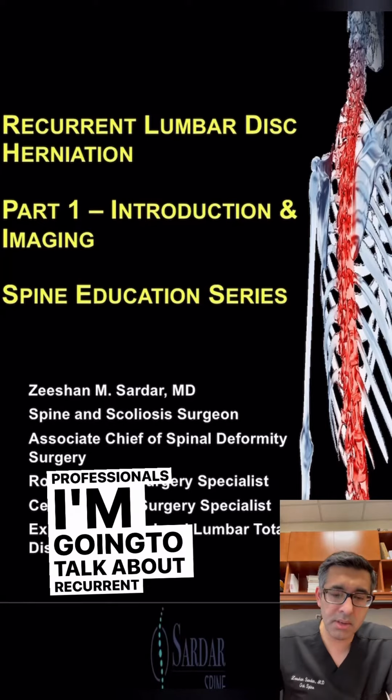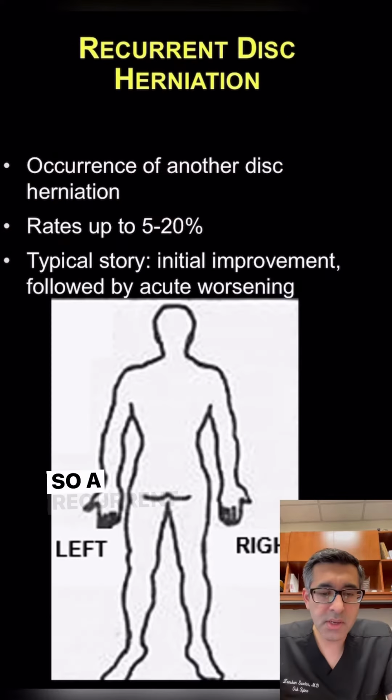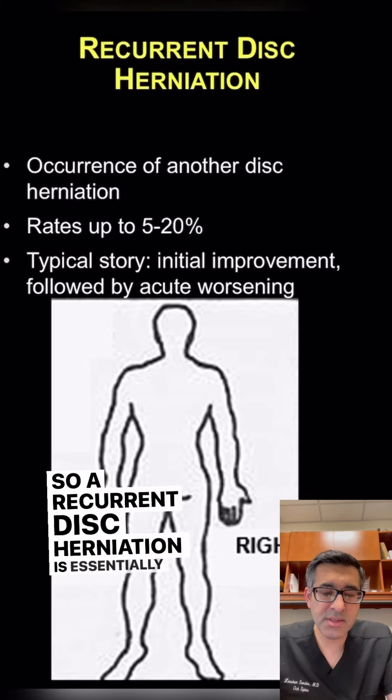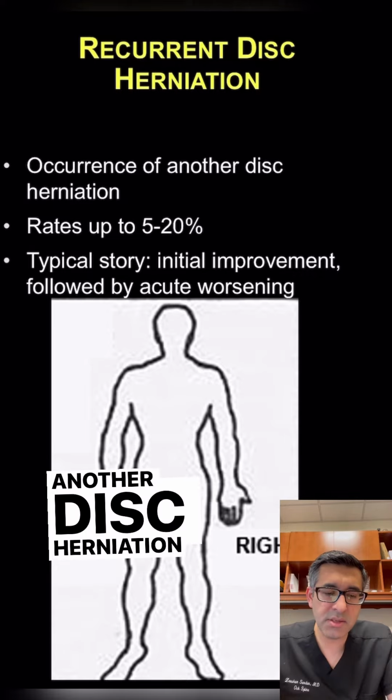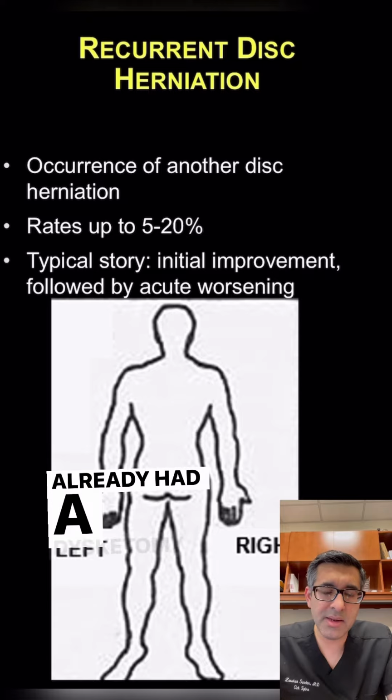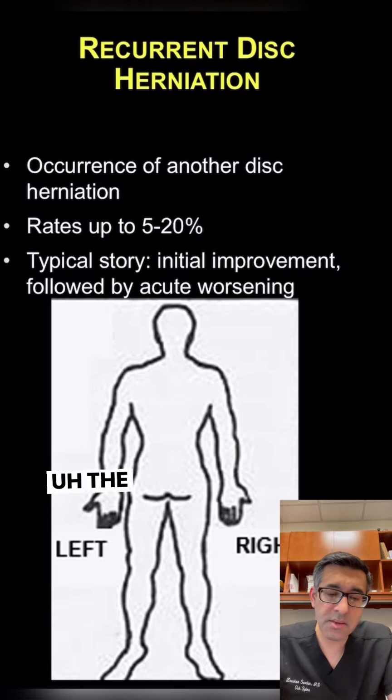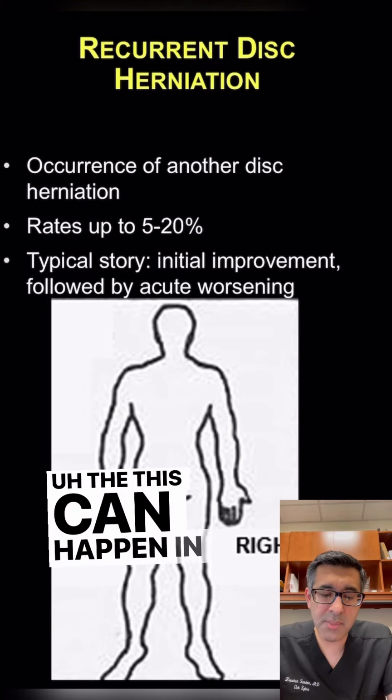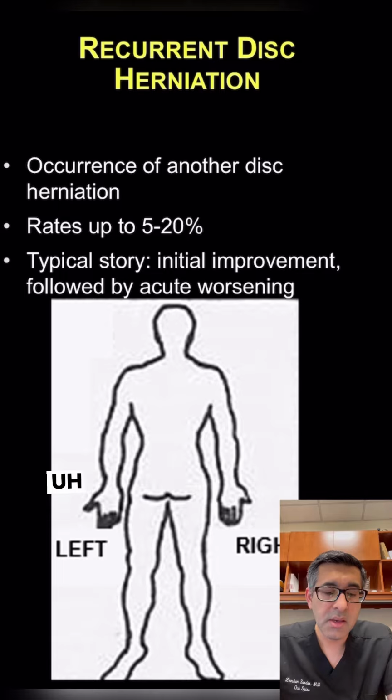Going to talk about recurrent lumbar disc herniation. So a recurrent disc herniation is essentially occurrence of another disc herniation at the same level where a patient has already had a discectomy in the past. This can happen in up to 20% of cases after a microdiscectomy.